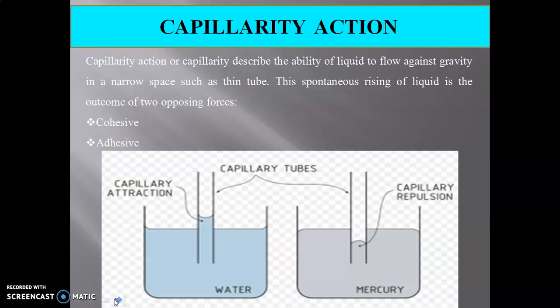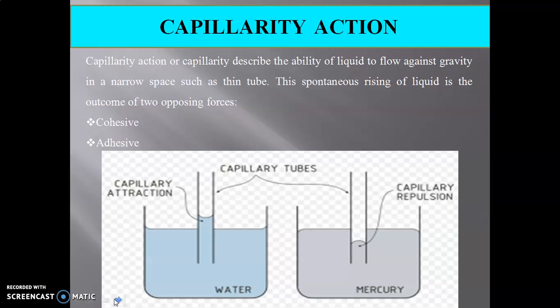Now we are going to see exactly what capillary action is. Capillary action, also called capillarity, describes the ability of a liquid to flow against gravity in a narrow space, such as a thin tube. This spontaneous rising of a liquid is the outcome of two opposite forces: the first one cohesive and the second one adhesive.